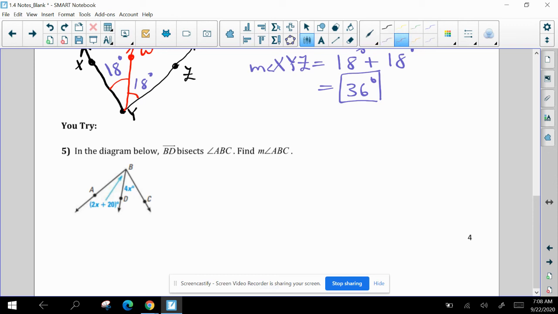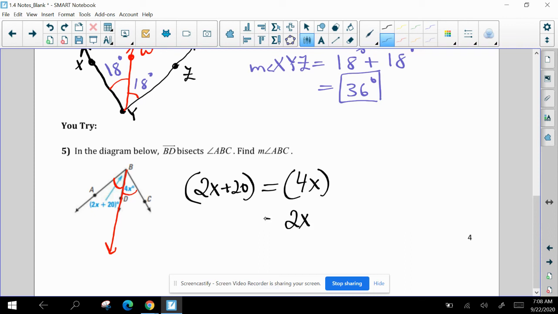All right, so ray BD bisects the angle. So I'm going to mark the two angles congruent. I don't know the total of the angles, so I can't say little angle plus little angle, but I know that it's bisected, so I know that the 2x plus 20 angle has to be the same measure as the 4x angle. So I'm going to set them equal to each other. And then 2x comes out to be 20, and x is 10.